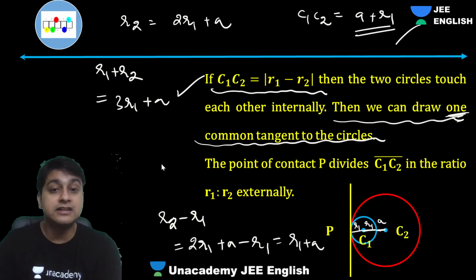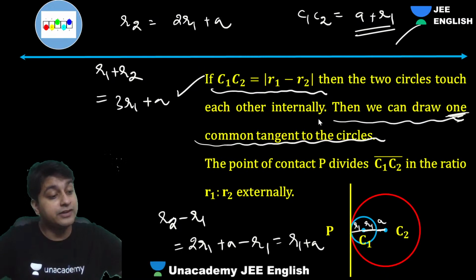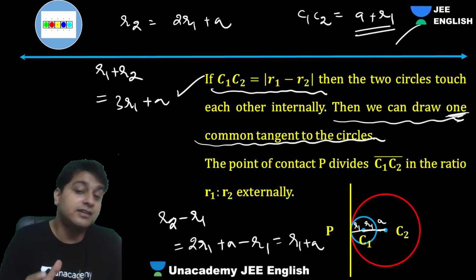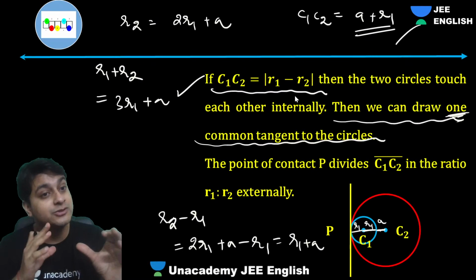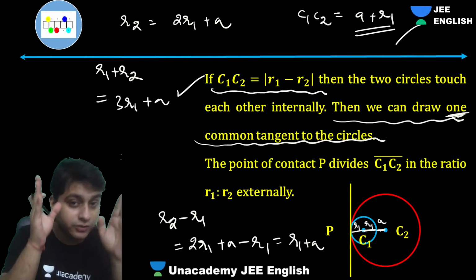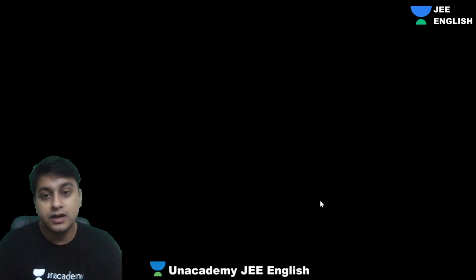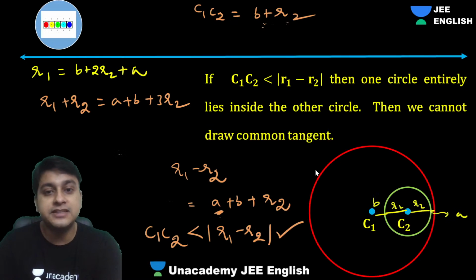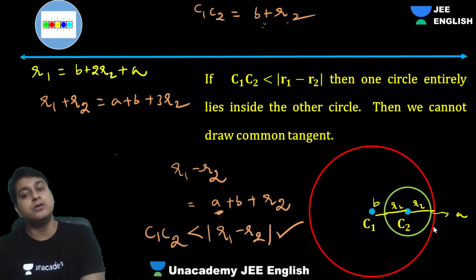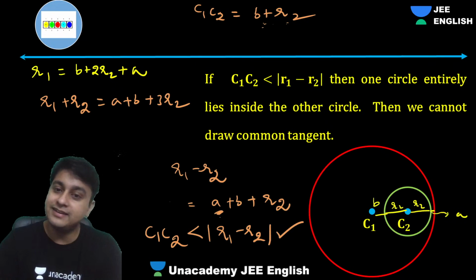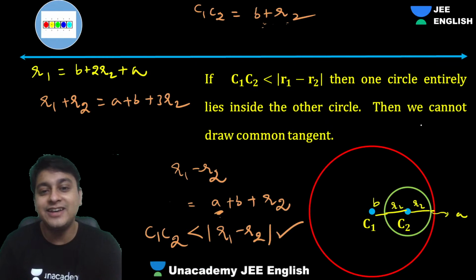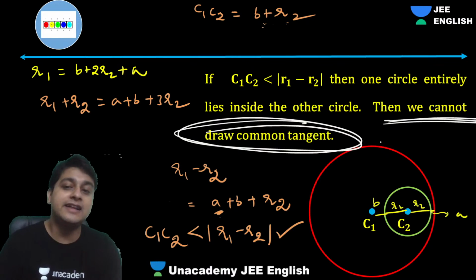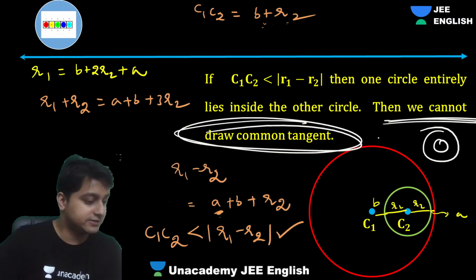What is this called, guys? Circles touch internally. There's a difference between touching externally and internally. We have discussed that. In external touching we get C1C2 equals R1 plus R2. Here we get C1C2 equals mod of R1 minus R2. Okay, great. And finally, guys, we have C1C2 less than mod of R1 minus R2 when they are not touching each other. So here we cannot draw any common tangent, right? Can we draw any common tangent? No. If somebody asks how many common tangents we'll have, zero common tangents.